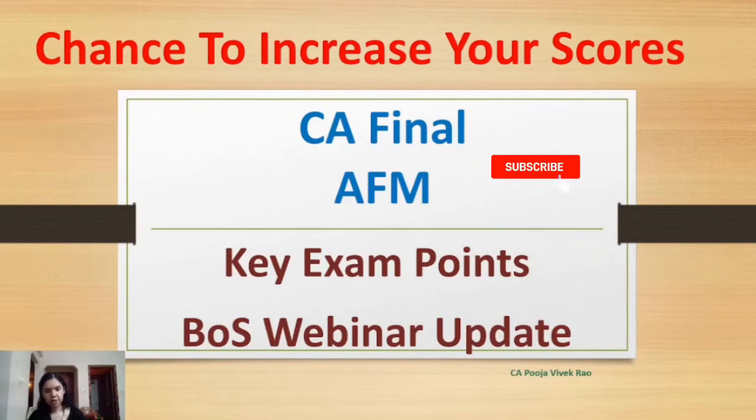So in today's video I am sharing a crucial ICAI BoS update for the CA Final AFM that can make a real difference to your marks. These are important exam oriented points straight from the BoS webinar. If applied correctly, they can help you push your score towards 70 plus. So let's quickly get into it.